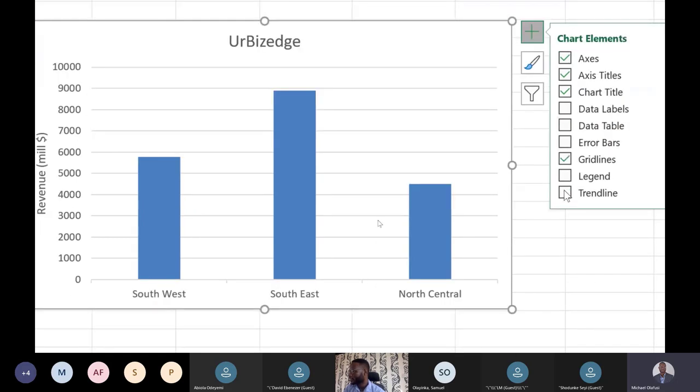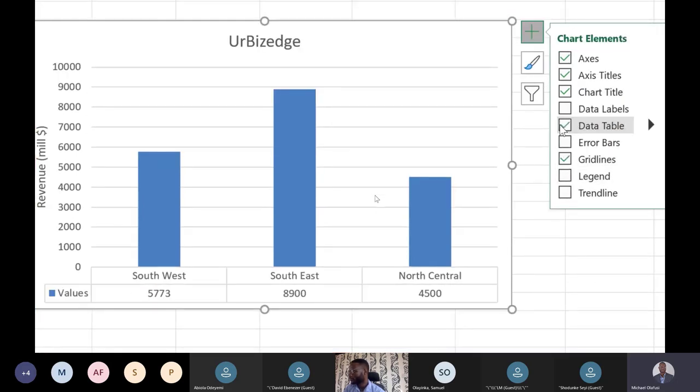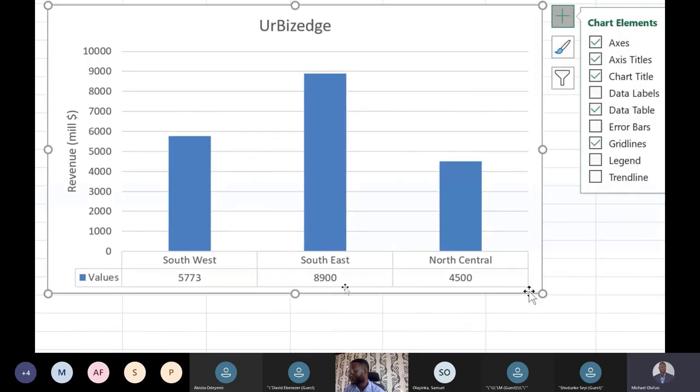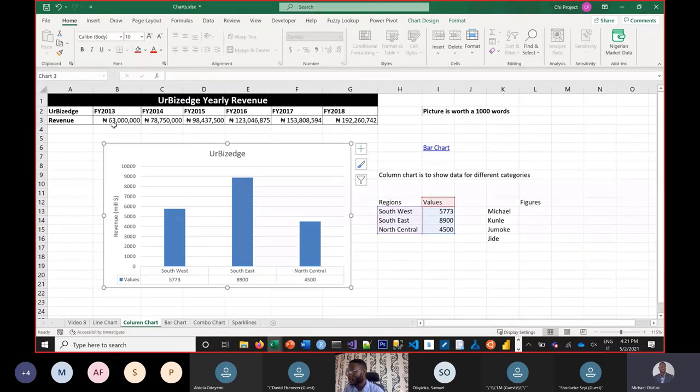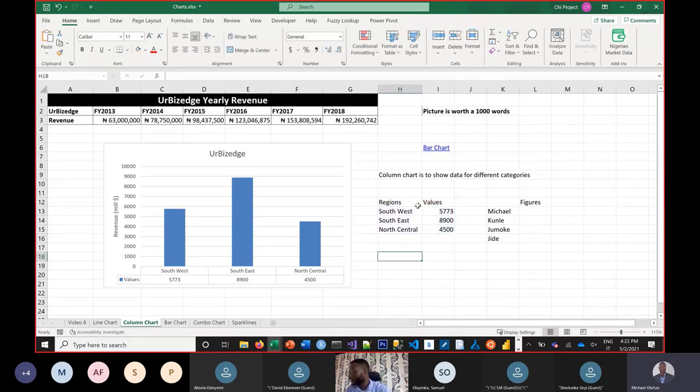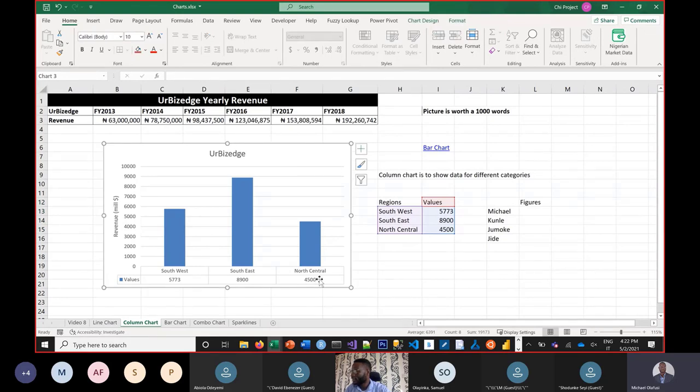So I go to data table. If you enable data table, you will see that there's a table beneath your chart. And I bet you this table is looking a lot like the table of my data, right? So the thing about the data table that is strategic for me is if I'm doing a PowerPoint presentation and I need to show both the figures and the charts, instead of having to copy this and copy this chart, I can just put in the data table.